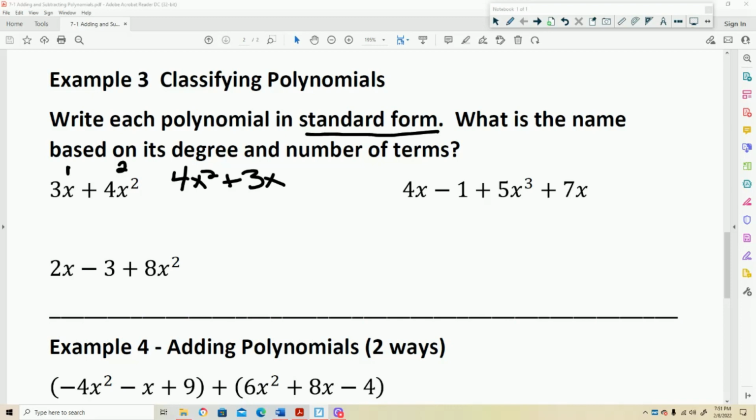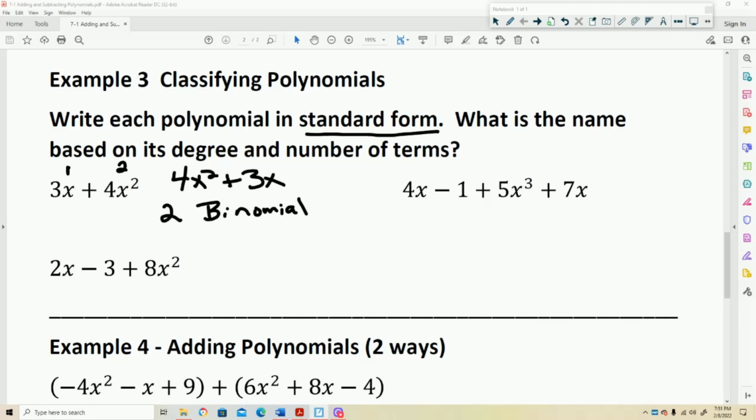Okay, because the highest degree is first. Now we're going to name it based on its degree and the number of terms. Well, the highest degree is a 2, so this polynomial, this binomial, has a degree of 2, and it is called a binomial because there are 2 terms. Okay, degree of 2 binomial, or a binomial with a degree of 2. Okay, let's look at this one.